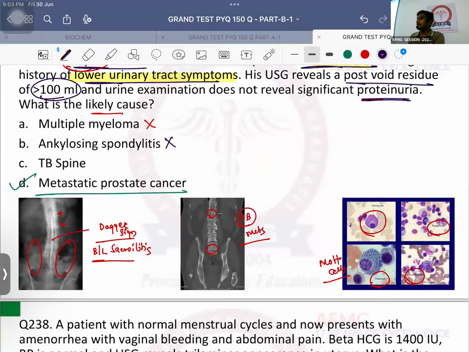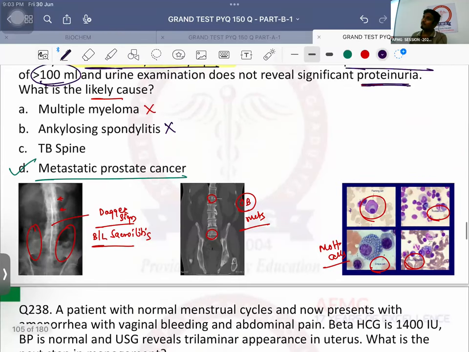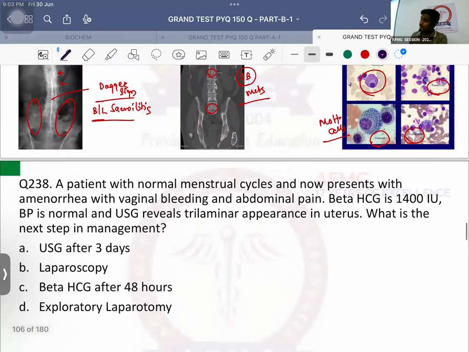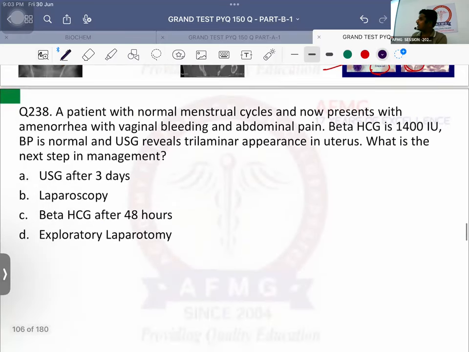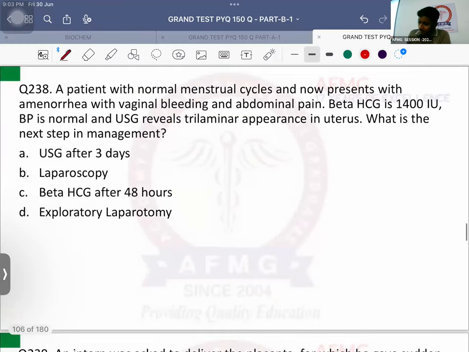Screening test is serum PSA plus DRE. Investigation of choice: TRUS-guided biopsy, transrectal ultrasound-guided biopsy. Most common site is the peripheral zone and the posterior lobe. Metastatic prostate cancer is an advanced case. Only palliative care could be given. No radical prostatectomy.